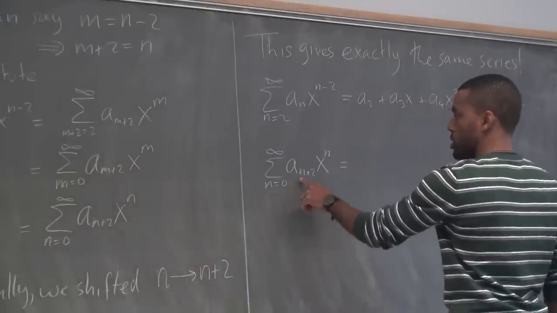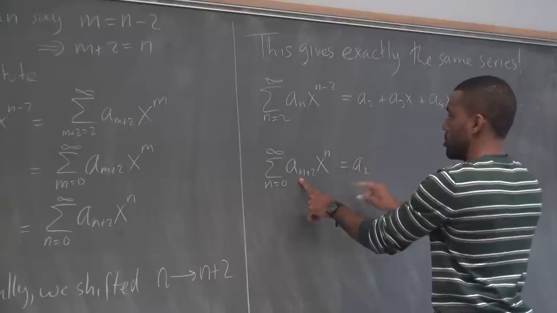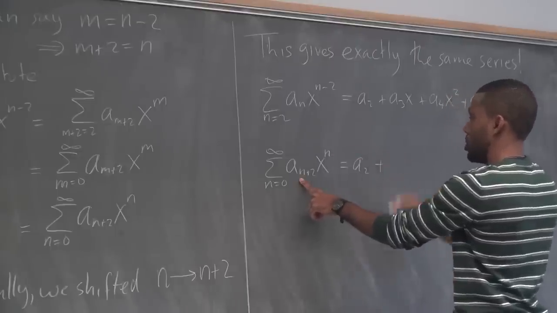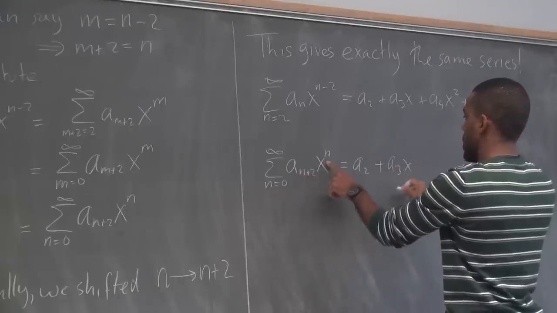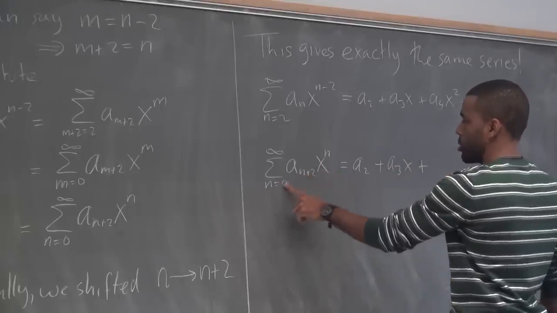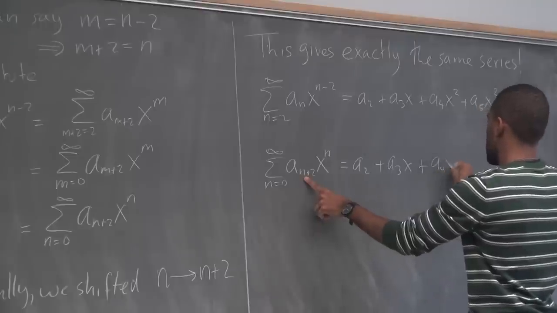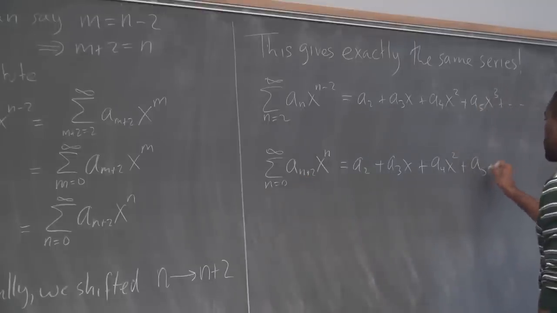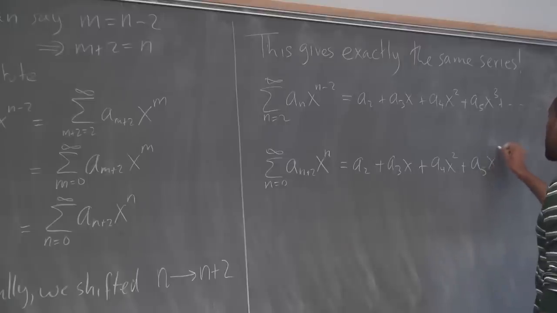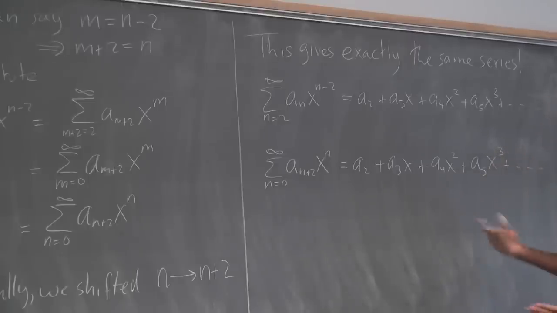Well, when I plug in n equals 0, I start at 2 x to the 0. Plus, now I plug in n equals 1, this gives me 3 x to the 1. Plug in n equals 2, this gives me 4 x squared. And then if I plug in 3, I get 5 x cubed. It's exactly the same series. I just wrote it in a different way.